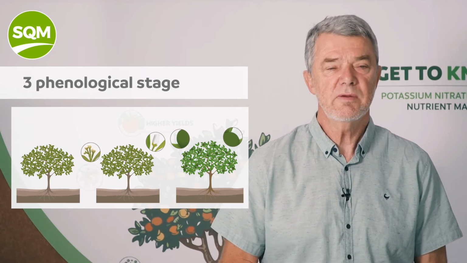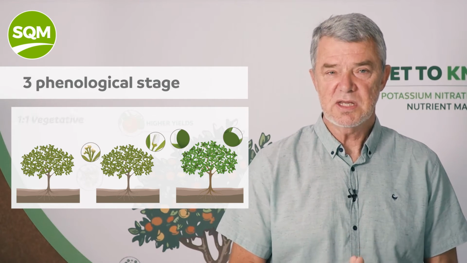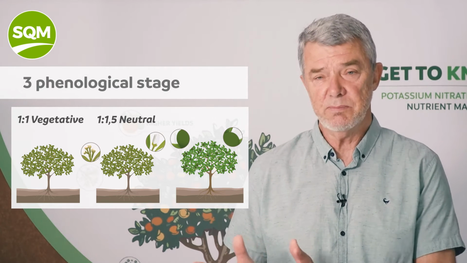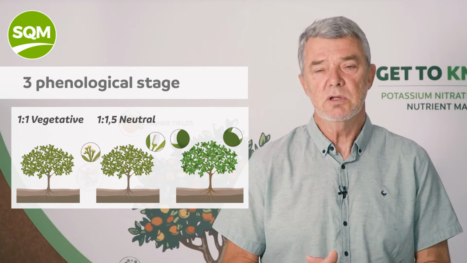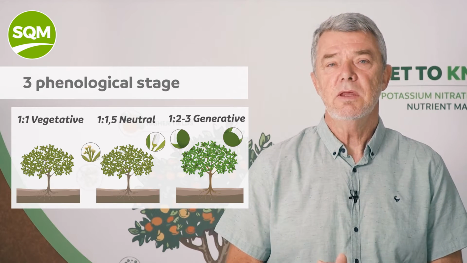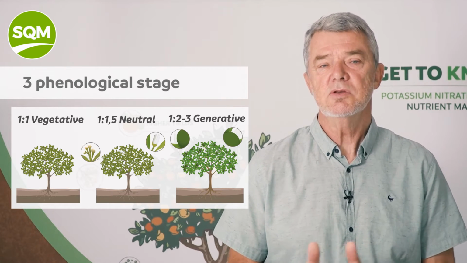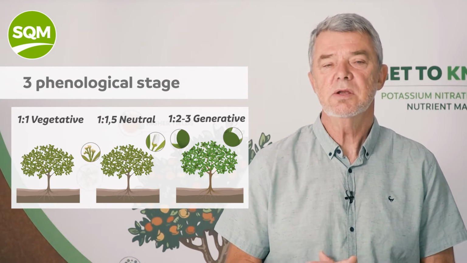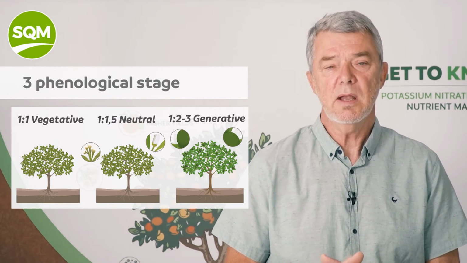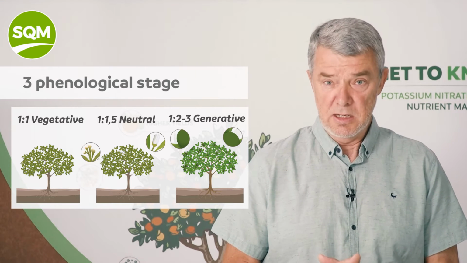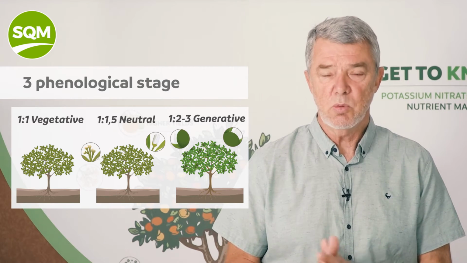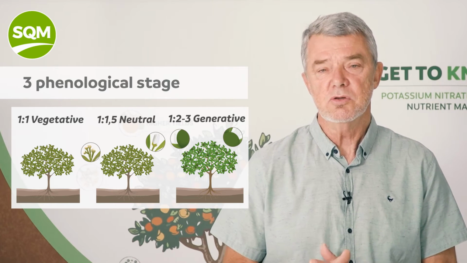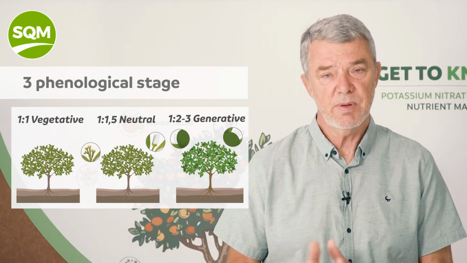If we look at these three phenological stages, we've got the vegetative stage, a neutral stage, which is your flowering stage, and then fruit development and maturation, which we call the generative stage. In the vegetative stage, the N to K2O ratio should be 1:1. In the neutral stage, the K2O should increase, so it's N of 1 and K2O of 1.5. And in the fruit development stage, what we call the generative stage, it should be 1 nitrogen to 2 to 3 K2O, perhaps even higher.